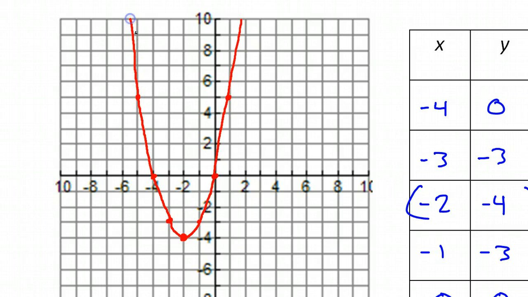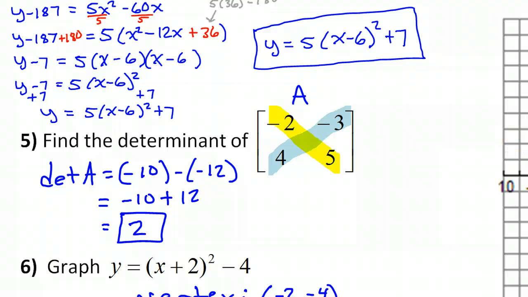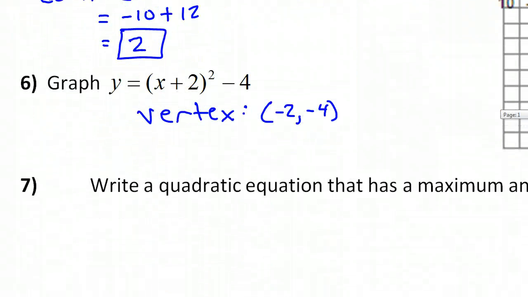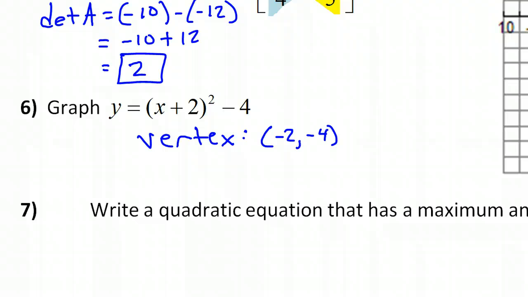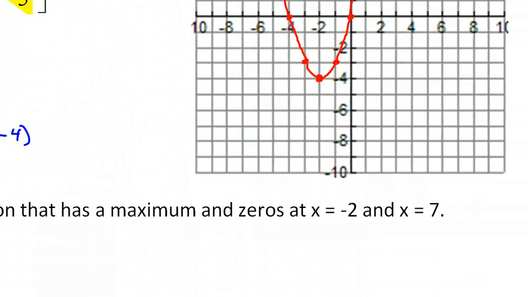Alright, that's looking pretty good. Alright, let's move on. What else we got? So we graphed that. Alright, now we're supposed to write a quadratic equation that has a maximum. It has a maximum, and then it has these zeros. Okay?